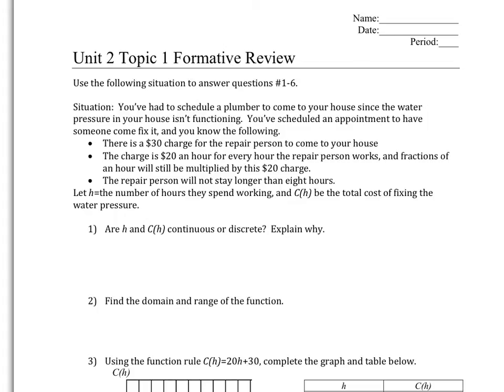So, the situation: you've had to schedule a plumber to come to your house since the water pressure in your house isn't functioning. You've scheduled an appointment to have someone come fix it, and you know the following. There's a $30 charge for the repair person to come to your house. The charge is $20 an hour for every hour the repair person works, and fractions of an hour will still be multiplied by this $20 charge. Finally, the repair person will not stay longer than 8 hours. H is the number of hours they spend working, and C of H is the total cost of fixing the water pressure.